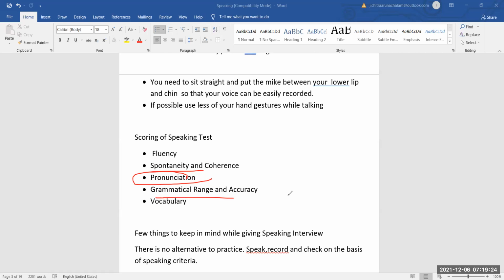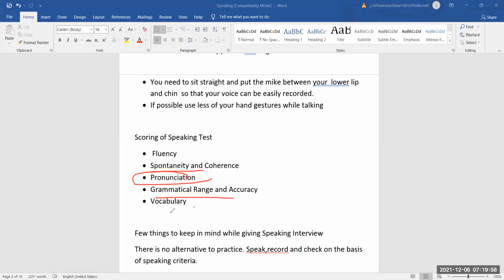And the next one is grammatical range and accuracy. You must not make a lot of grammatical mistakes. If you do that, your marks will get reduced. So make sure that you keep an eye on grammar. And if you're not sure about certain grammatical terms or rules, please go through the basic rules of grammar. That's very important. And then you can use a wide range of tenses, especially in cue card topics, so that the examiner can check your grammar skills.